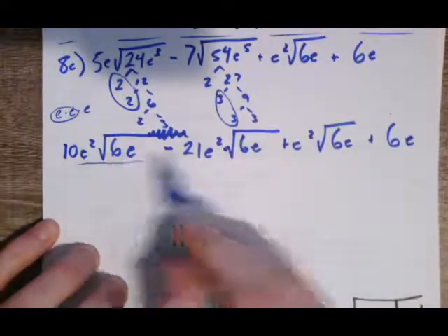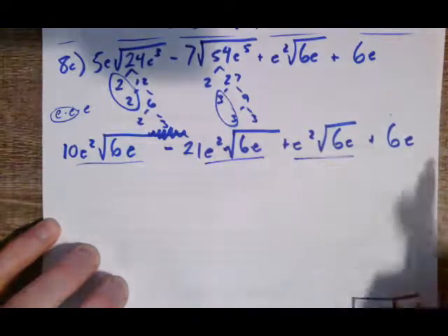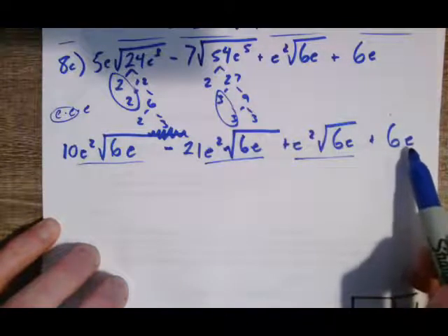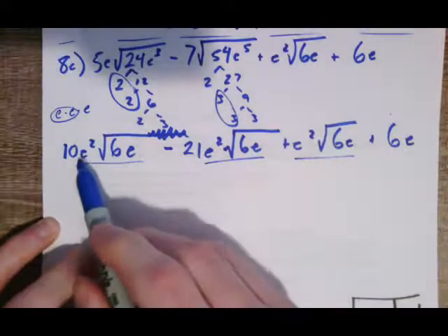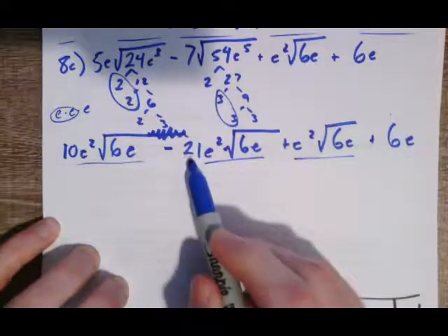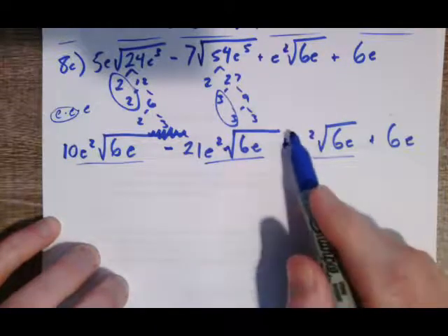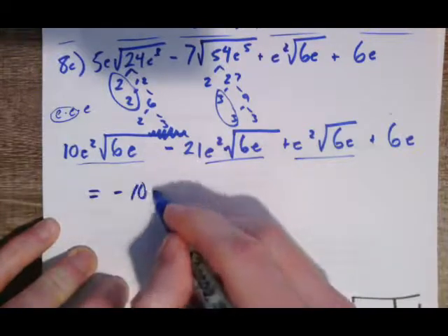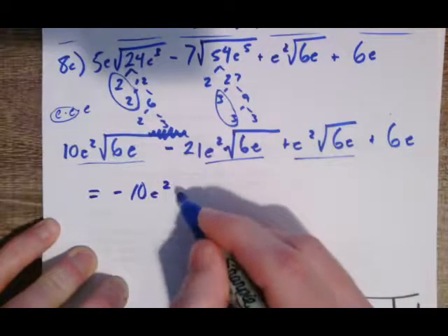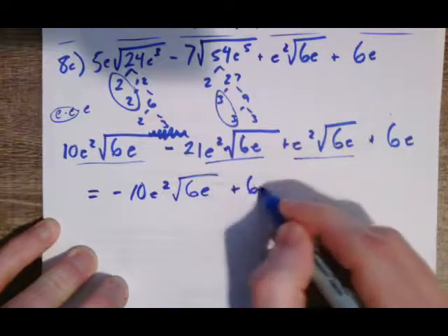E squared root 6e, e squared root 6e, e squared root 6e. Those can all be combined. This one can't. There's no root sign and no e squared. So 10 minus 21, negative 11 plus 1 is negative 10. So that equals negative 10 e squared root 6e plus 6e.